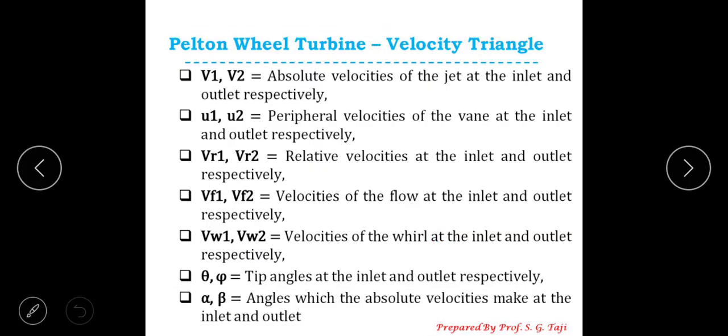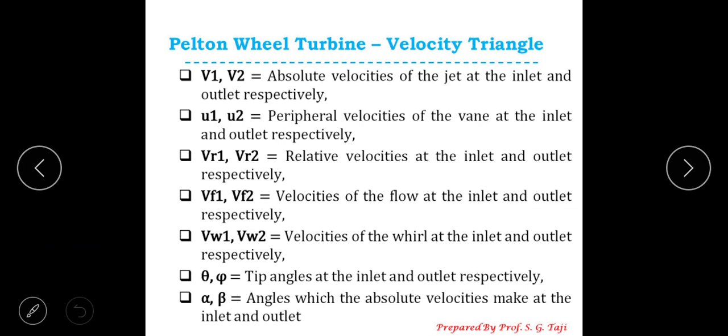Pelton wheel turbine velocity triangle. Let us assume V1, V2 are absolute velocities of the jet at the inlet and outlet respectively. The suffixes refer to inlet and outlet: suffix 1 is inlet, suffix 2 is outlet. In some books it is taken like this also: without suffix inlet, with suffix 1 outlet. U1, U2 are peripheral velocities of the vane at the inlet and outlet respectively. VR1, VR2 are relative velocities at the inlet and outlet respectively.